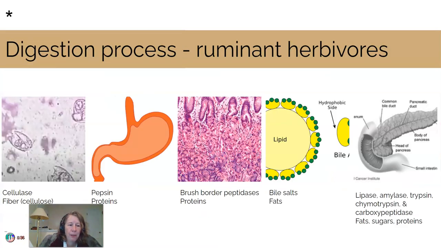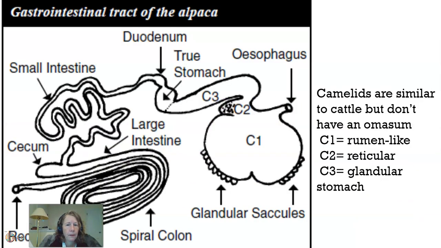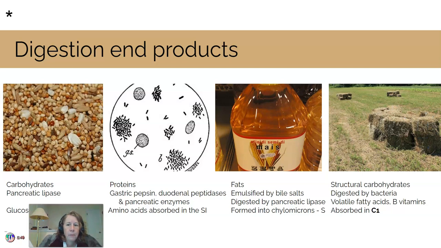Camelids are really pretty much like cattle, except we've renamed their stomach compartments C1 and C2 instead of the rumen and the reticulum. And products, again, are pretty much the same as cattle, except instead of being absorbed in the rumen, the volatile fatty acids are absorbed in C1.